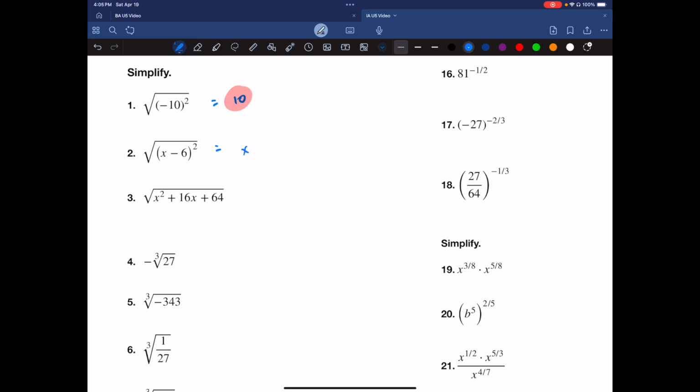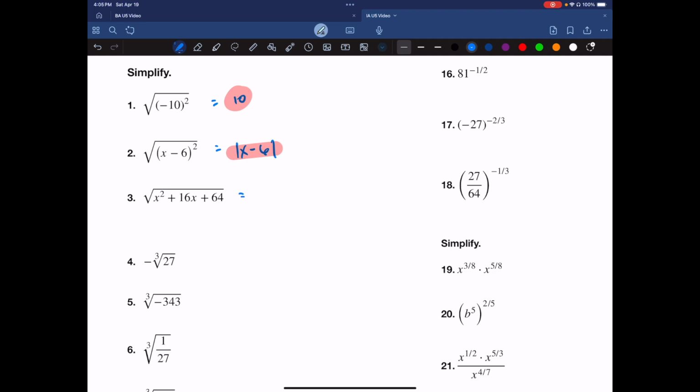So how do you write that? Well, what else is always positive? Absolute value. So anytime you see something similar to this, you take the absolute value of what's inside. And this is only true if you have an even root. If you have a cube root, then it's just straight up.